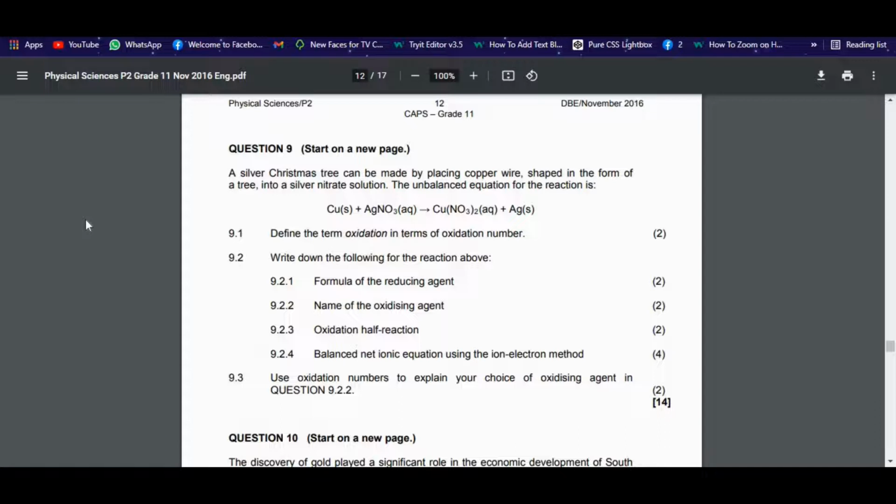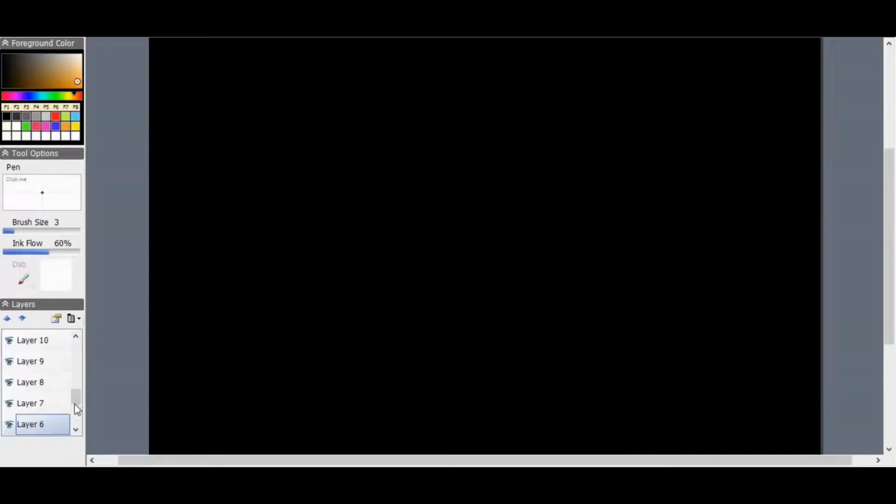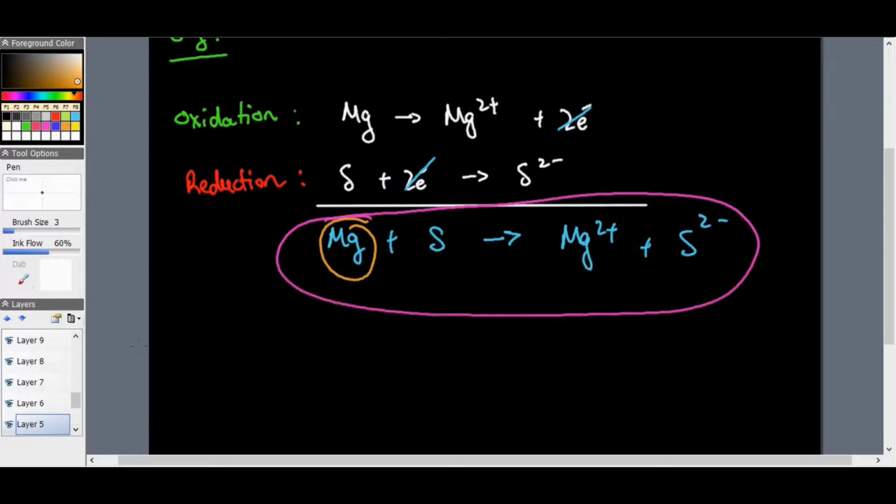Then 9.2.1 all the way down to 9.2.4. First, they ask us for the formula for the reducing agent and the name of the oxidizing agent. Two different questions. Don't give both names or both formulas. The formula means the chemical or molecular formula. Then the oxidation half reaction, and 9.2.4, the balanced net ionic equation using the ion-electron method, which is basically what I did here.